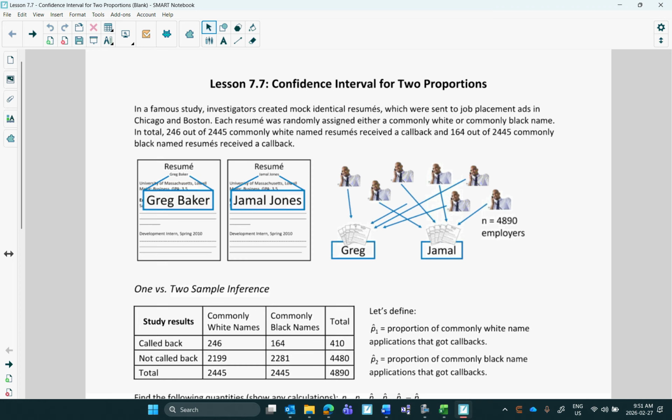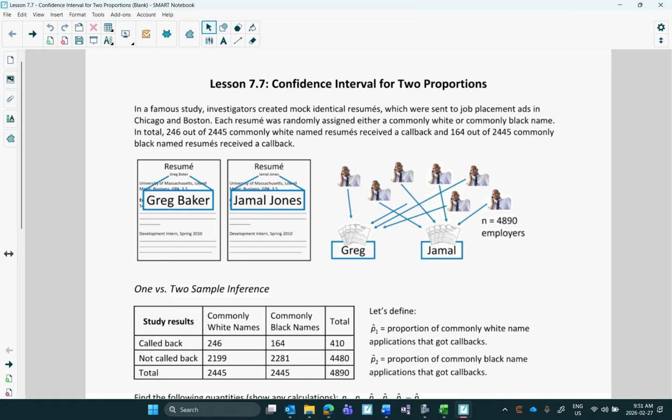And this example that we're going to use was very similar to one that we used previously, where we had a male and female resume, but this time we have a resume of a commonly white name and a resume of a commonly black name, and they were sent to job placement ads in Chicago and Boston. They were randomly assigned either a commonly white or commonly black name.